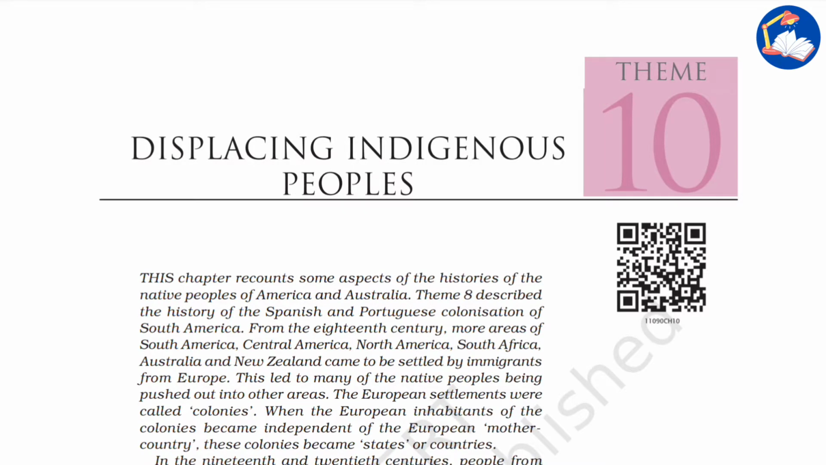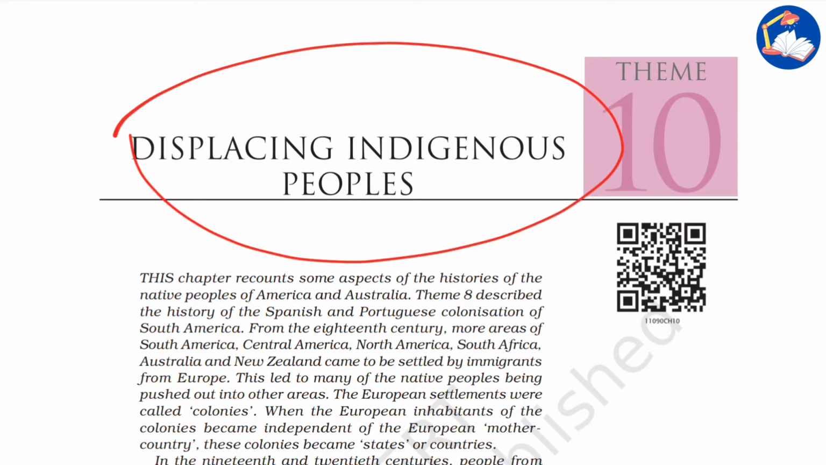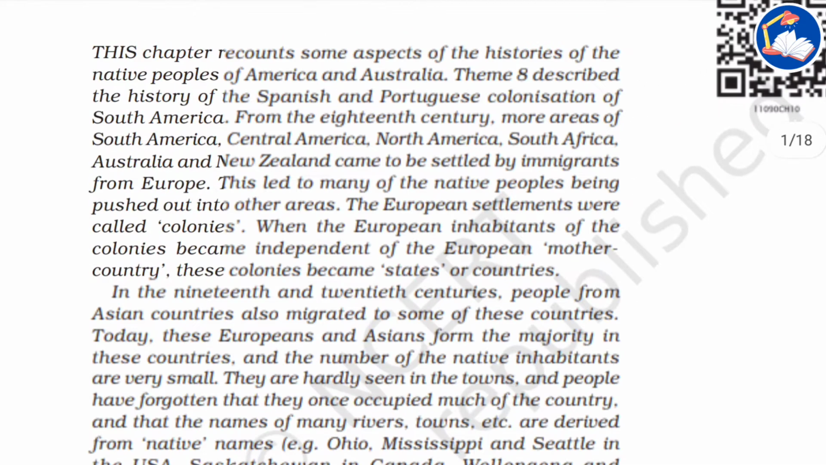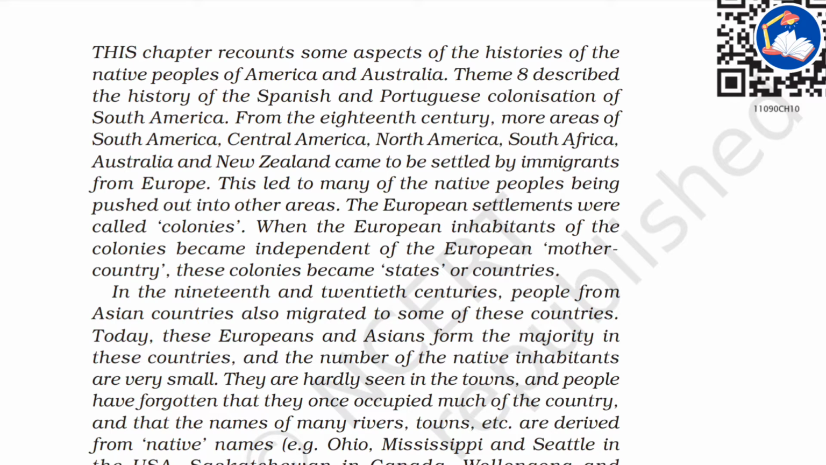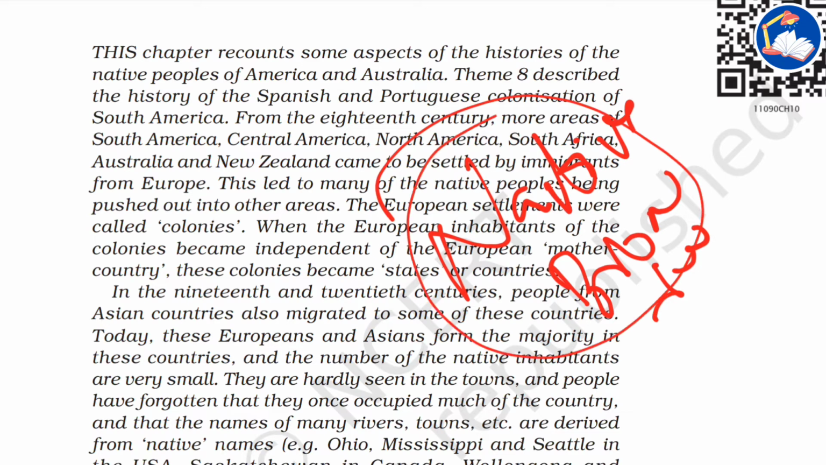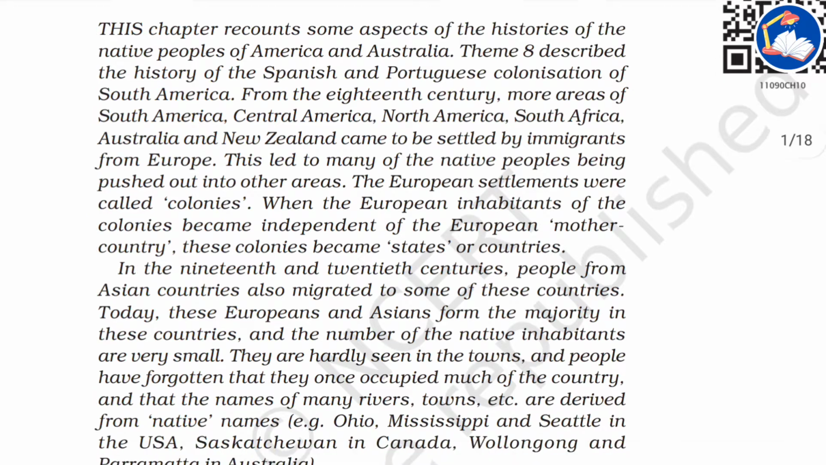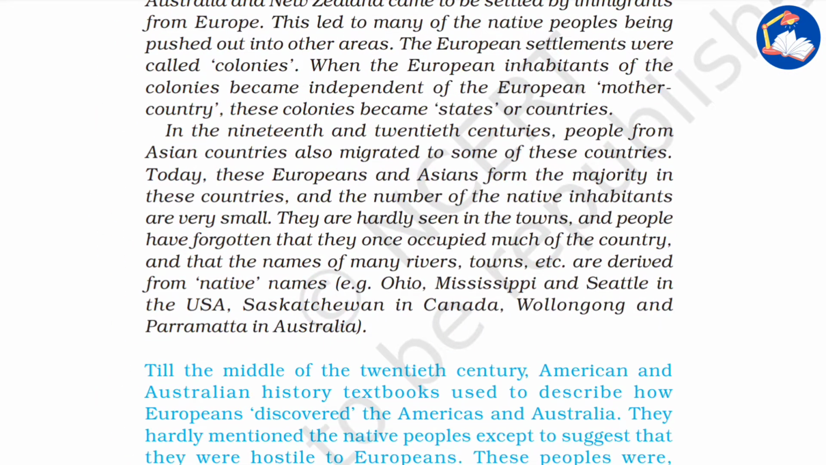So in today's video, we will be looking at displacing the indigenous people. In this chapter, we will be discussing how currently in the United States of America, Australia, and all these places we can find a lot of white people or Europeans. Initially it was not the case. Initially, these places were held by Native Americans, natives, who were brown or red in color. They were actually called red Indians. But in the present scenario, we cannot find them, or their numbers have reduced drastically.